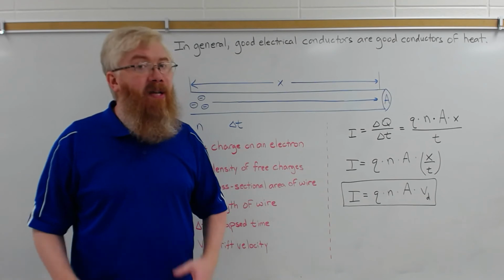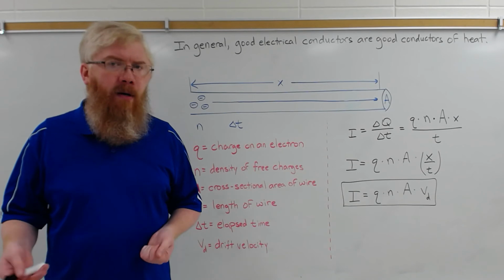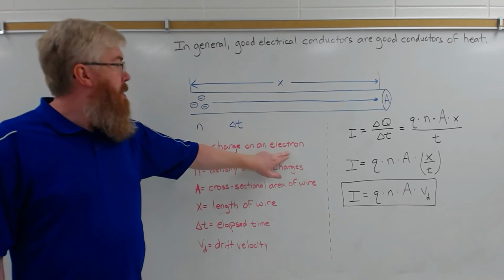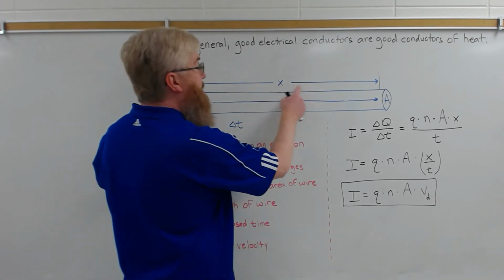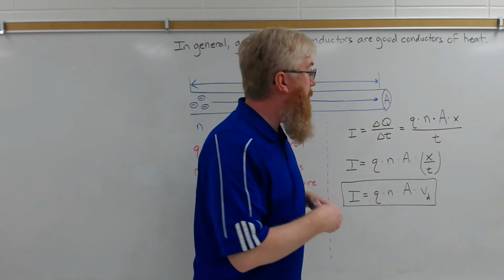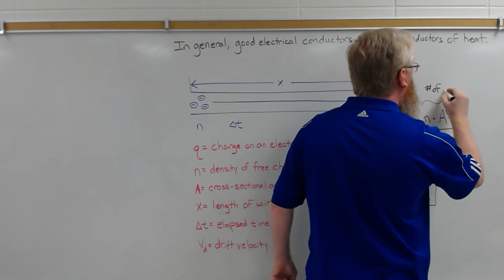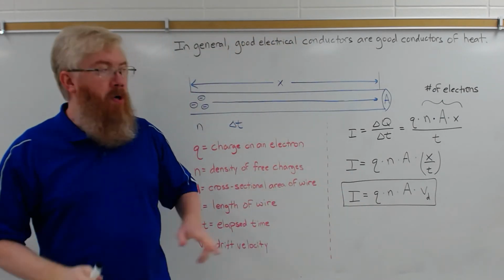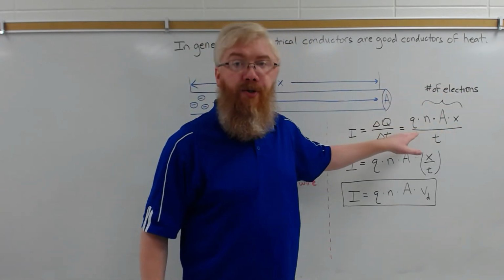Still doesn't help you though, because we need to know how much charge passes in that time. We have the number of charge carriers, but how much charge does each carrier have? Well, that is Q, the charge on an electron. So N is the number of electrons per unit volume. X times A is the volume. So when you multiply those together, this term gives you the number of electrons. When you multiply the number of electrons by the charge per electron, you get the total charge.